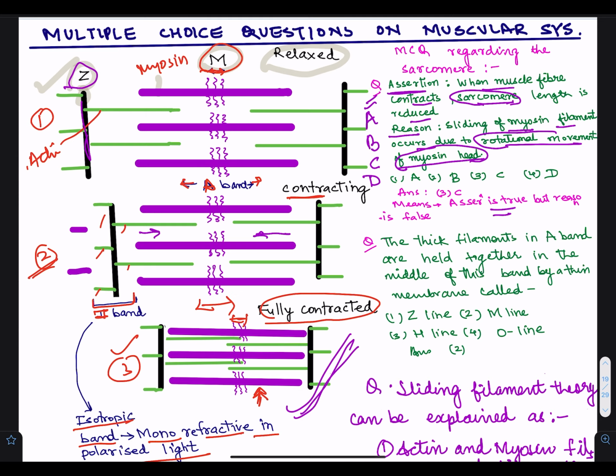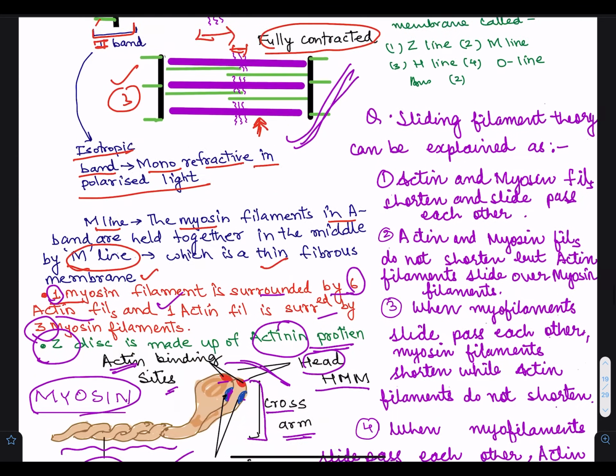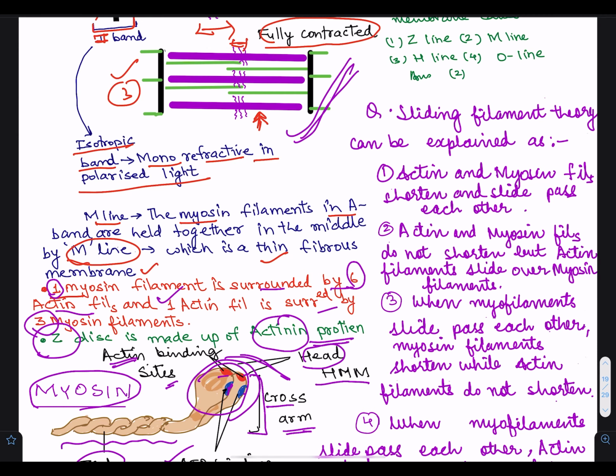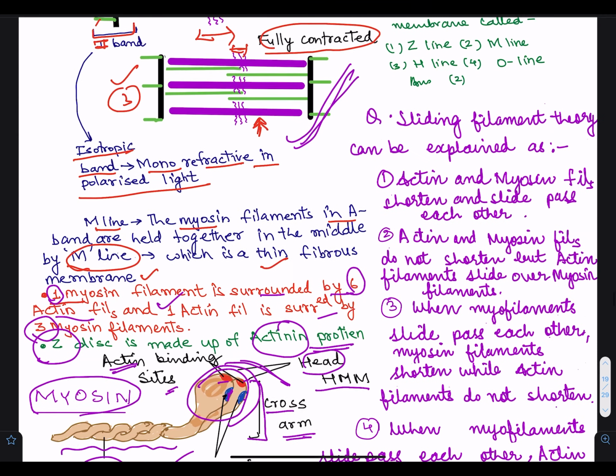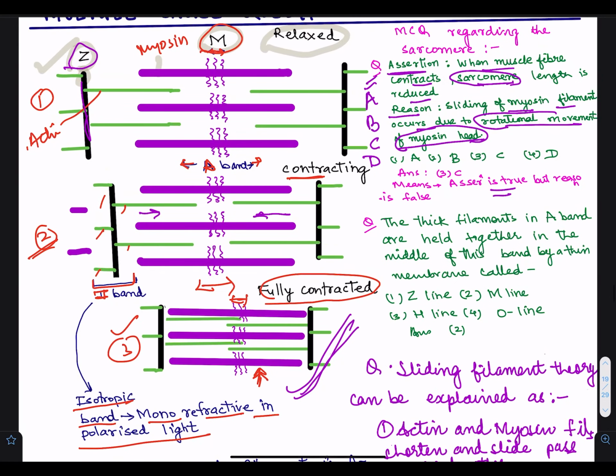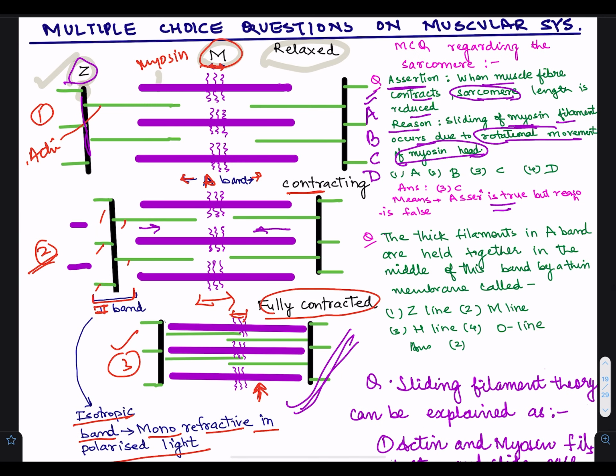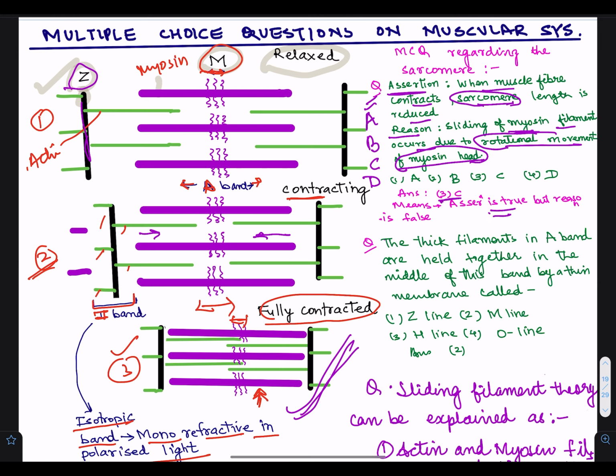And the myosin head, what will it do? This myosin head will only make a racket-like contact with the actin filaments. It won't make the myosin filament move. So the answer is C. Assertion is true, but reason is false.